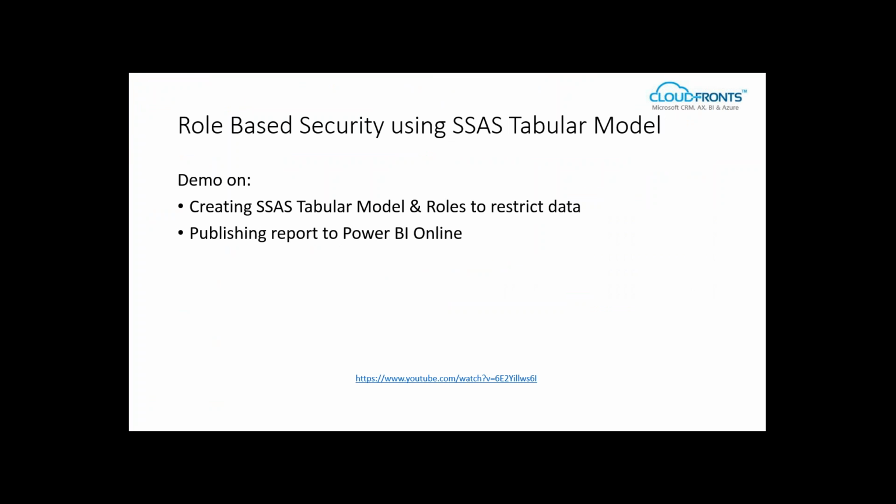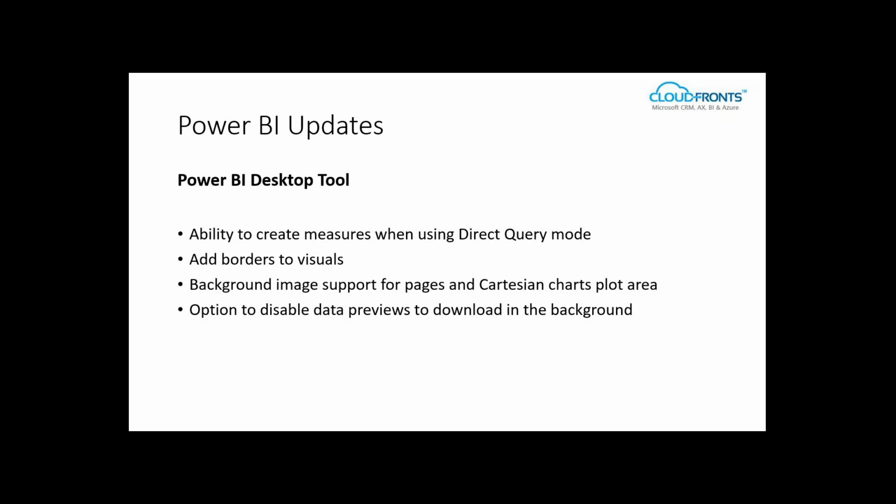So we have seen a demo on creating an SSAS Tabular model and roles to restrict the data. Also, we have seen how you can publish a report to Power BI Online. You can find a link at the bottom where you can see from a previous webinar how we have created a basic tabular model, and also how we have set up the Analysis Services connector to make it work. All right, so with this, I'll hand over to my colleague Ankita, who will be talking more about Power BI updates in the last one month or so. Thank you so much.